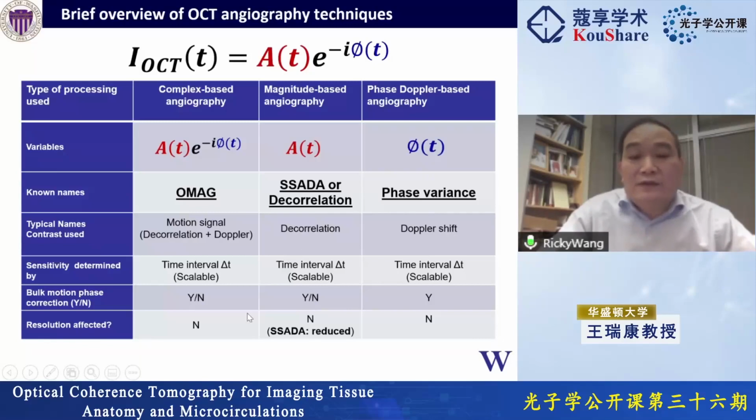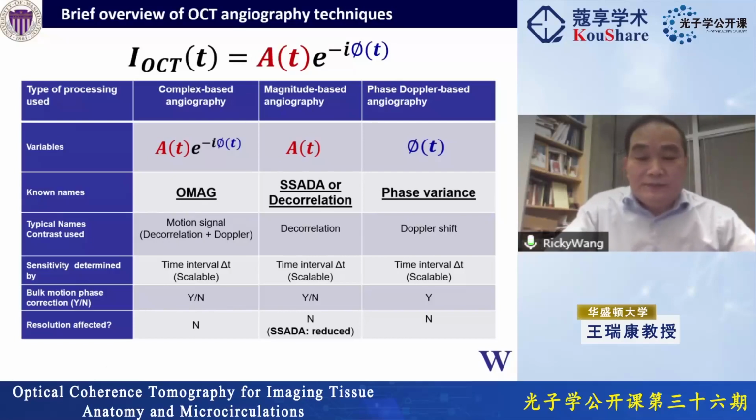And you have different features over here. So basically, the mechanism to use the OCT to contrast blood flow is based on decorrelation and Doppler. Using the phase is really based on Doppler. Using the amplitude is really based on the decorrelation. If you use the complex function, it's really using decorrelation plus Doppler.